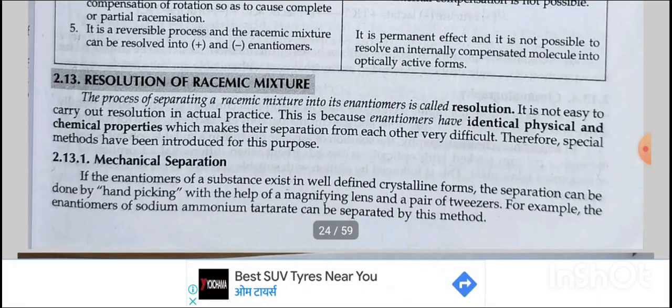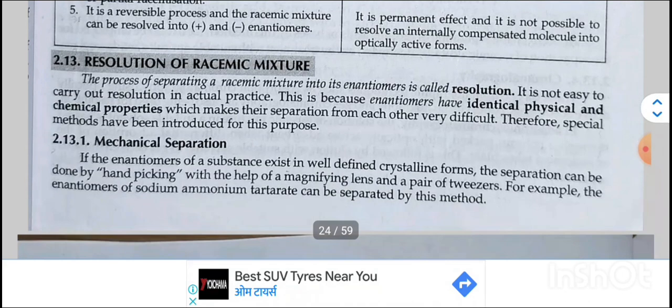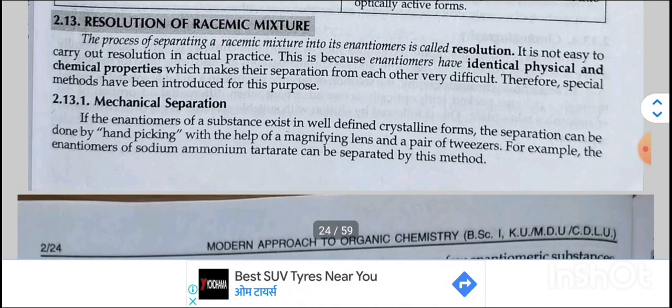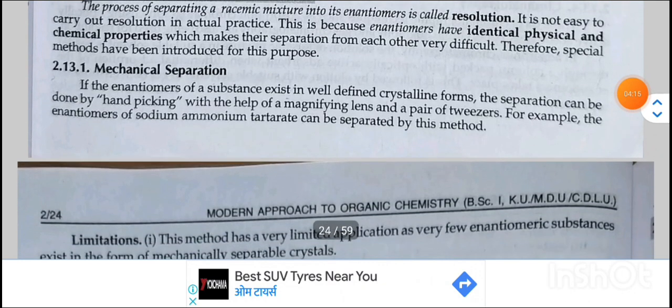Resolution of racemic mixture. The process of separating a racemic mixture into enantiomers is called resolution. It is not easy to carry out resolution in actual practice. This is because enantiomers have identical physical and chemical properties, which makes their separation from each other difficult. Therefore, special methods have been introduced for this purpose.